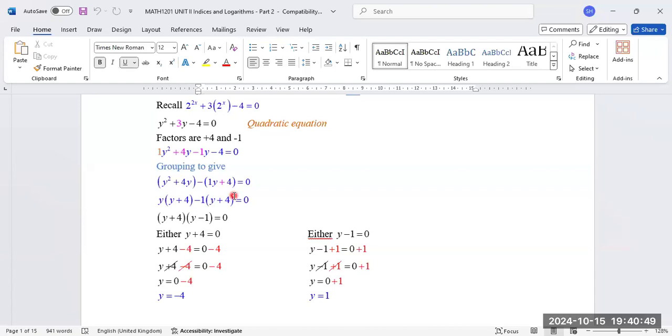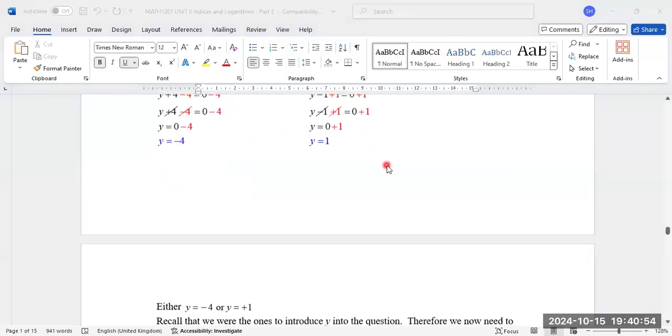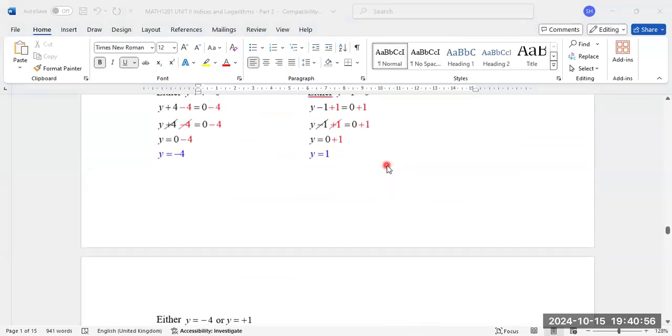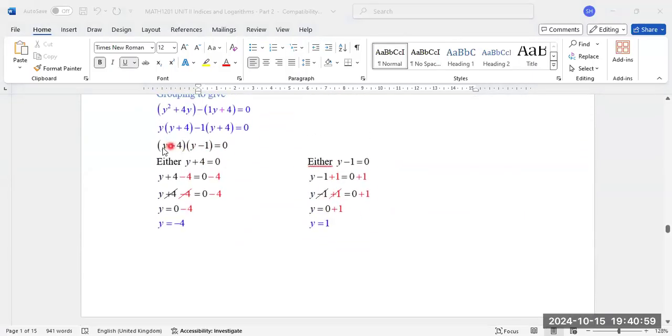So, explain the bottom part now, please. Right. So, before we dive in, either y plus 4 equals 0 or y minus 1 equals 0. If y plus 4 is equal to 0, it means that y is going to be equal to negative 4. All of this working out is just to show you step by step. And if y minus 1 equals 0, what value of y can I put here to make this 0? Here it has to be 1, because 1 minus 1 is 0.